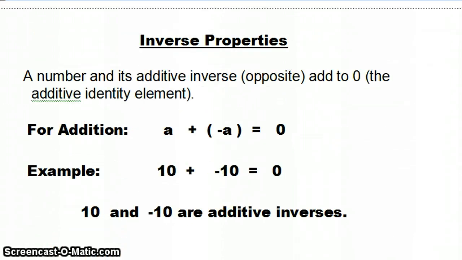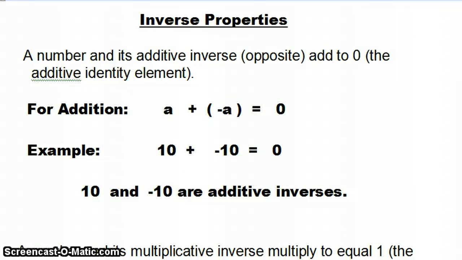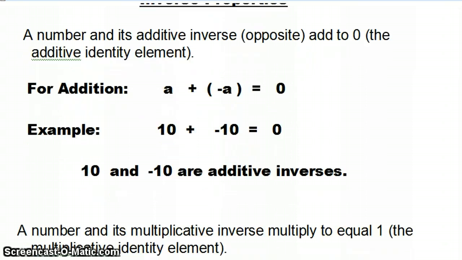The inverse property: a number and its additive inverse, which is its opposite, add to 0. They're called additive inverses. So 10 and negative 10 are additive inverses. We're going to use this property quite extensively when we get later in the book in chapter 2.